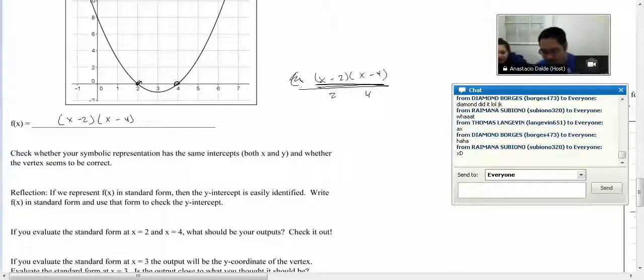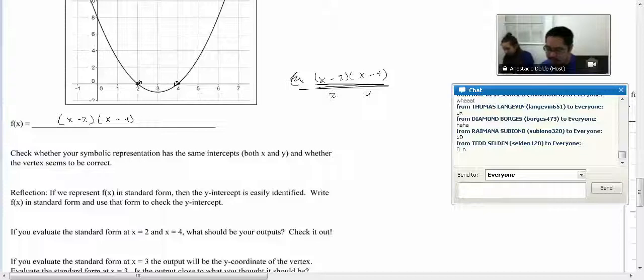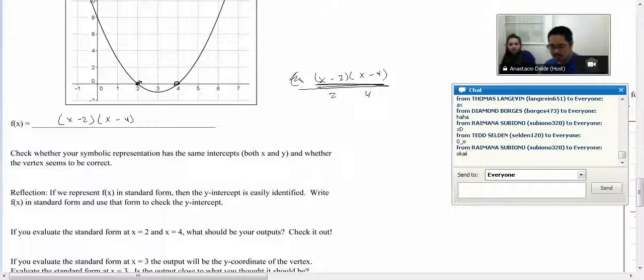So, let's see. Reflection. If f of x is in standard form and y is easily identified, write f of x in standard form and use this form to check the y-intercept. What does that mean? What are we trying to do here? Check that your symbolic representation has the same intercepts, x and y, and that the vertex seems to be correct. I think what they're saying is, if you evaluate the standard form at x equals some value, oh, I see.